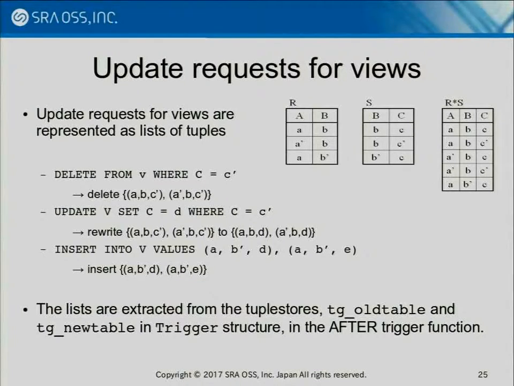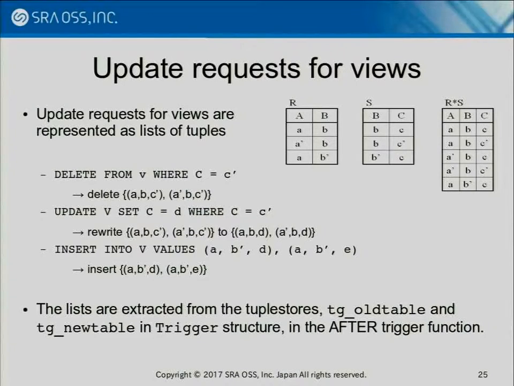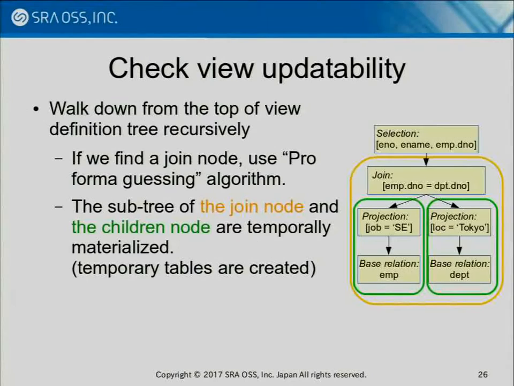And this list of tuples is extracted from the tuple stores. And these are TG old table and TG new table. This is a member of the trigger structure. This is available in the after trigger function. Okay.